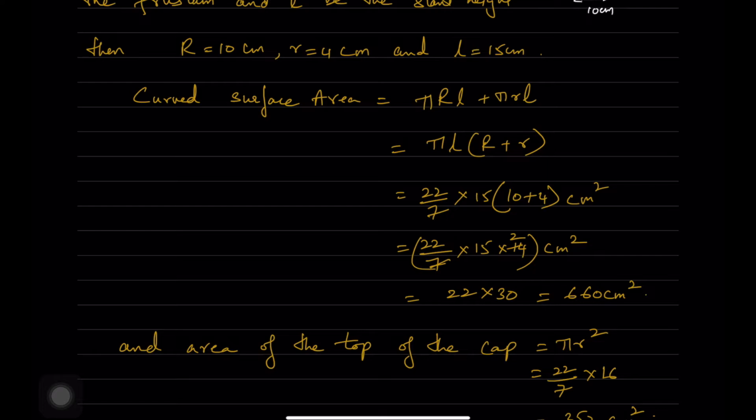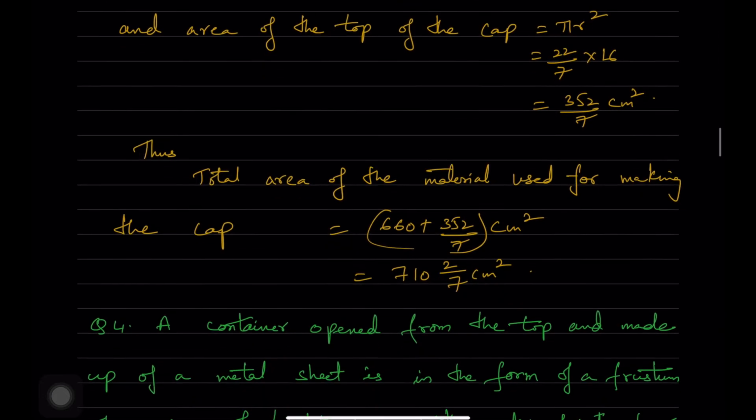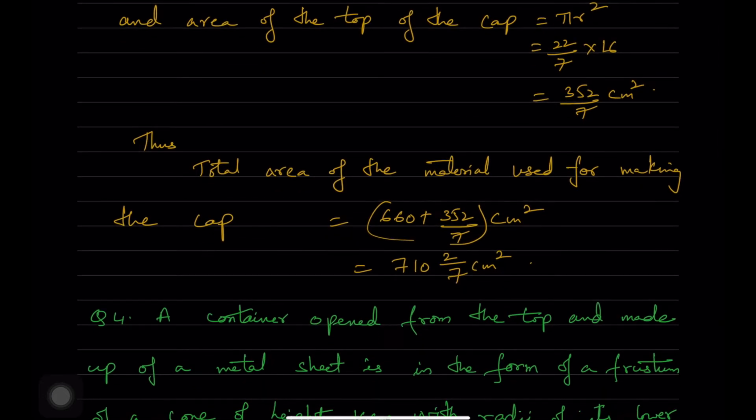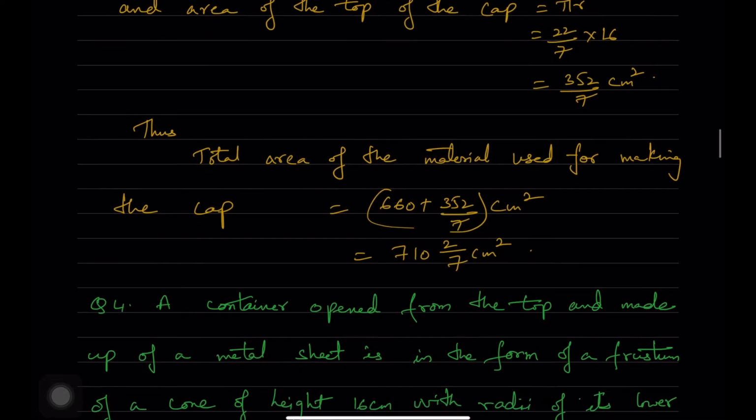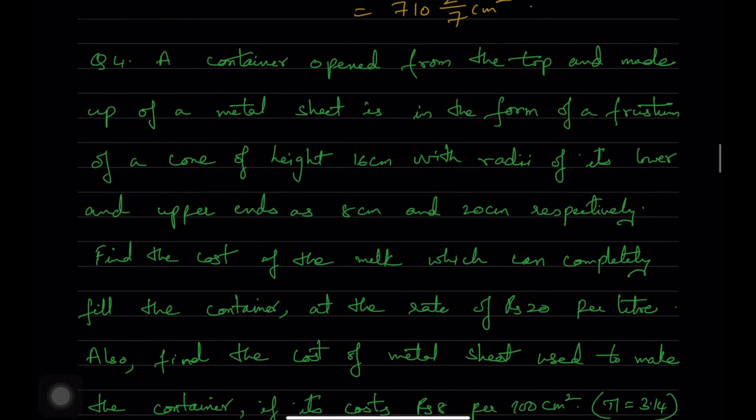Even in a bucket you want to have it as a hollow. In a cap, because the top part is closed, you have to find the area of that circle. So the area of the top part of the cap is pi r square, which is equal to 352 by 7 centimeters square. So the total area of material used for making the cap is the curved surface area plus the area of the top part of the cap. So 660 plus 352 by 7, which gives you 710 2 by 7 centimeters square. You can change it into a fraction, or you can write it in decimal form also.